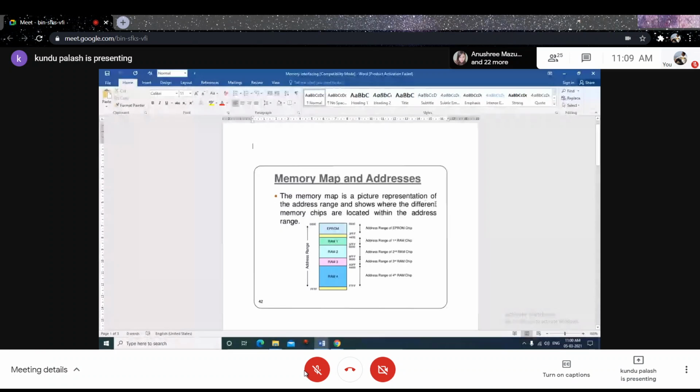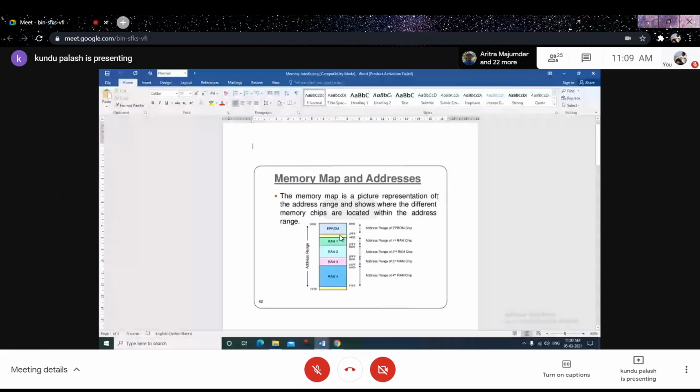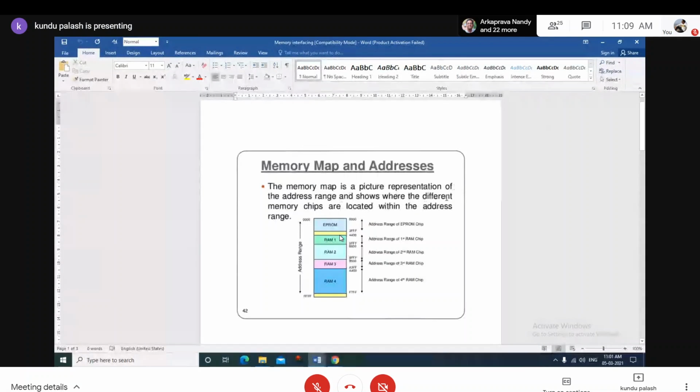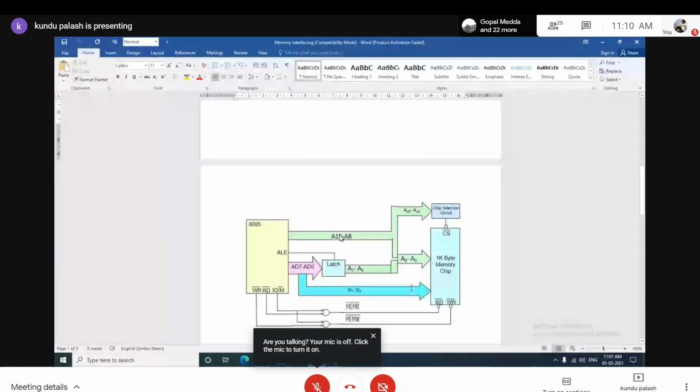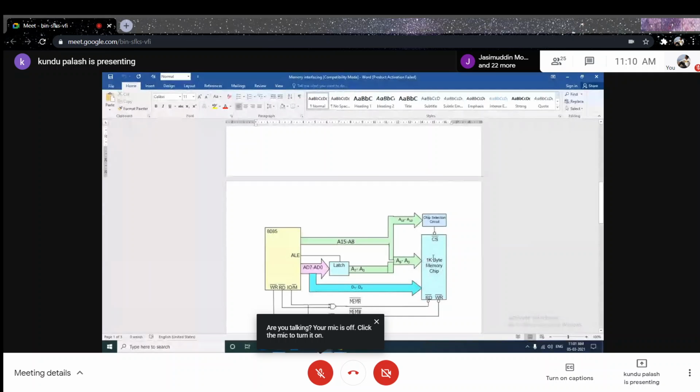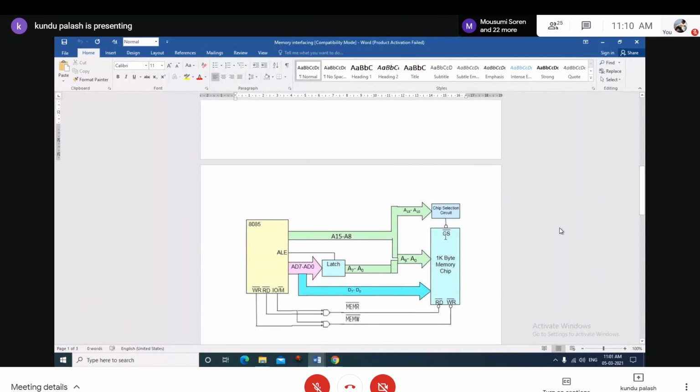Memory map is a pictorial representation of an address range and shows where the different memory chips are located within the address range. I have already told that the memory chips have a specification of their total size, that is the total number of unique locations multiplied by the width of the data bus, that is a byte or number of bits. For example, a particular memory block which has an address size of 1 kilo means a 1 kilo address location. Each address location can store one byte of information. So that is the specification of the memory chips.